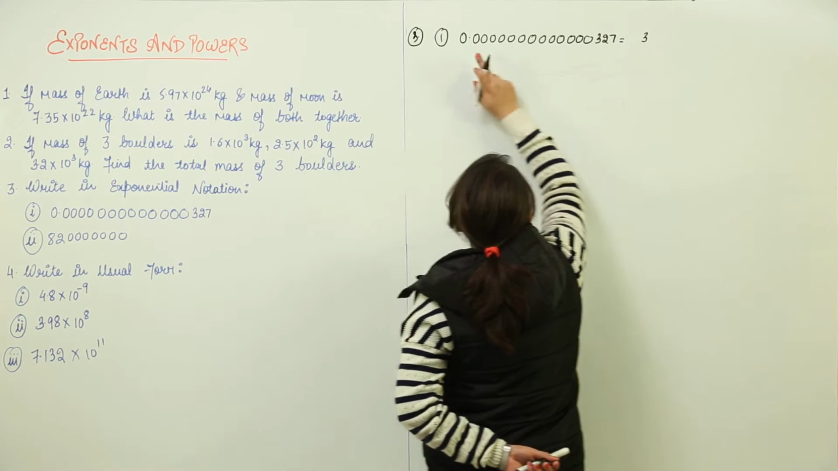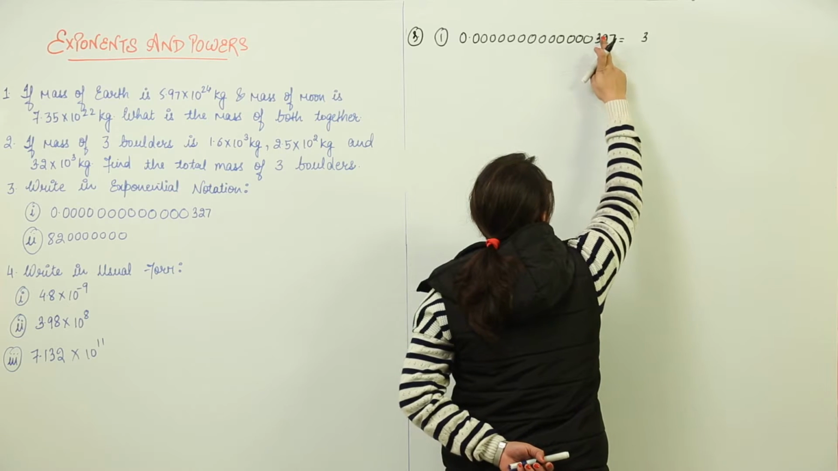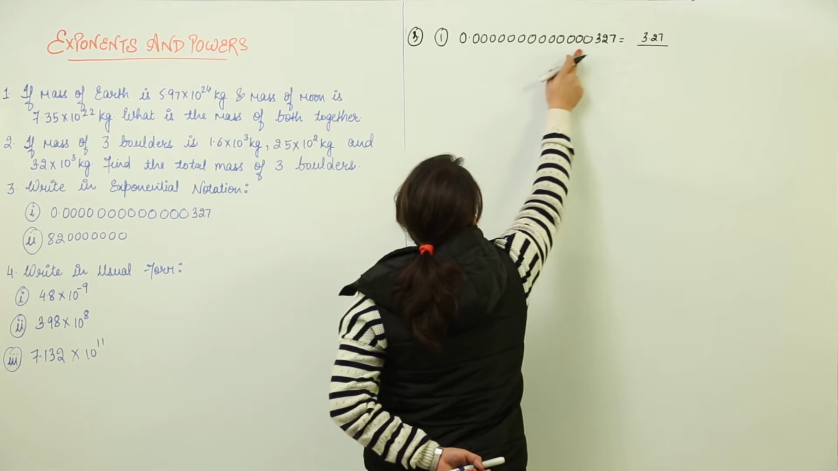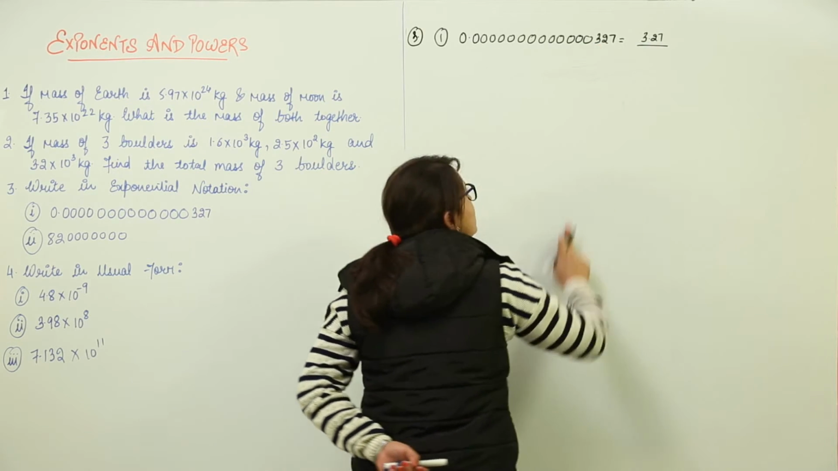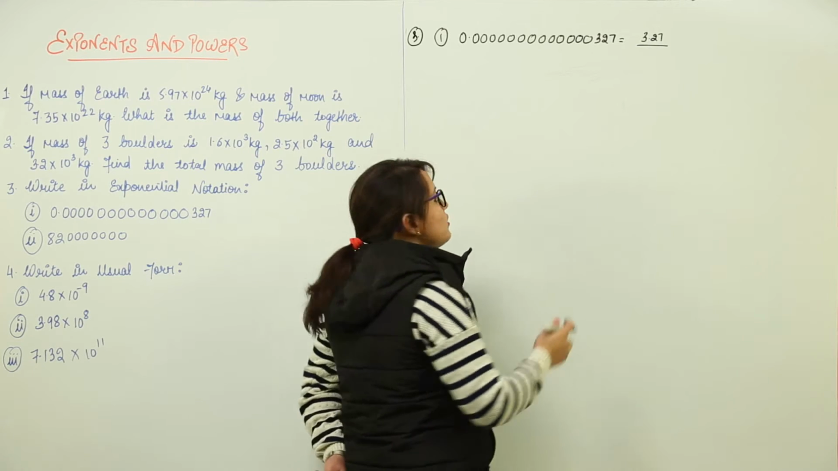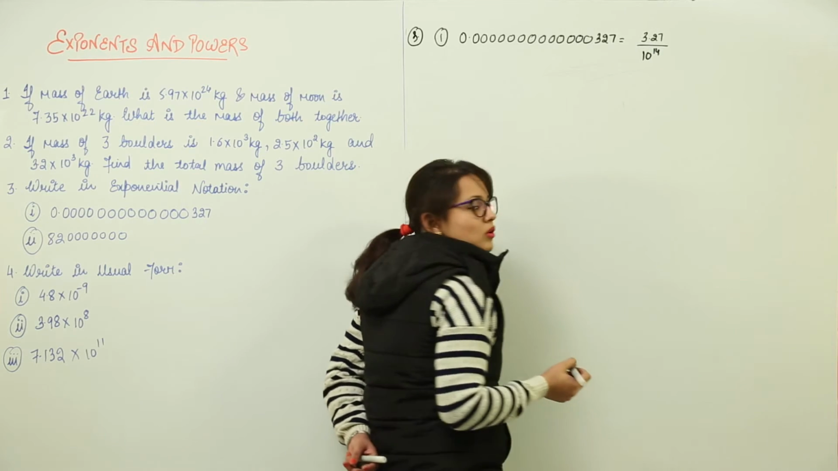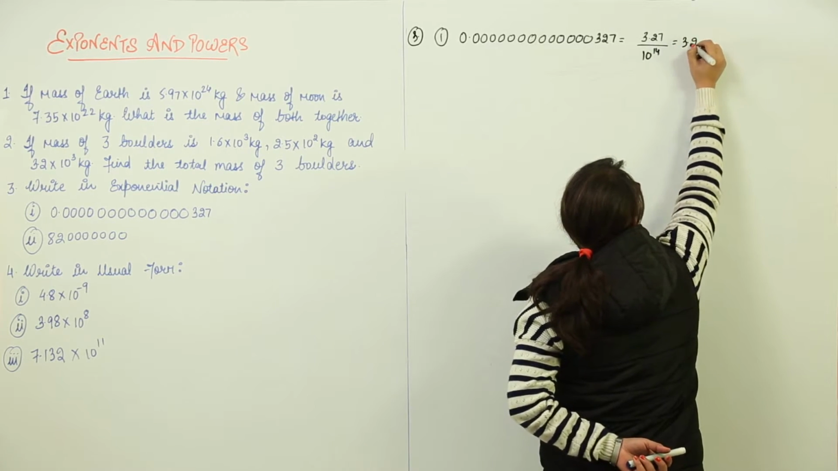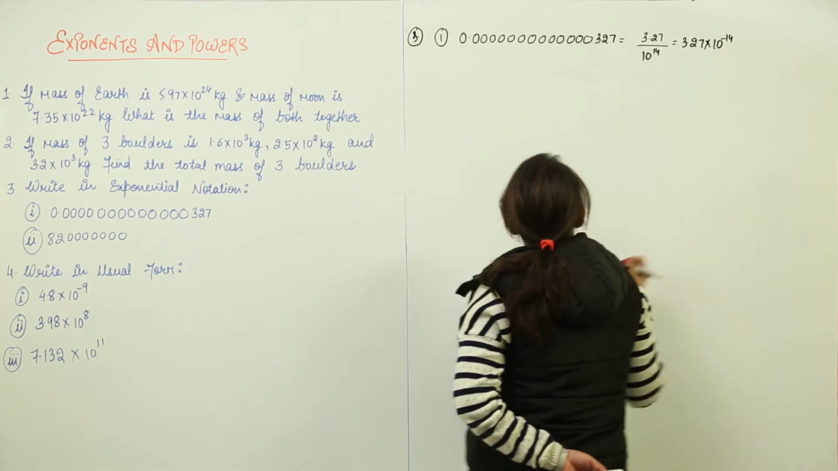If you want to bring the decimal point up to 3.27, how many places have you jumped? These were 13 zeros and one more place, that is 14 places you have jumped with your decimal point. So you write 10 raised to power 14 in the denominator. How do you convert it into the numerator form? 3.27 into 10 raised to power minus 14.